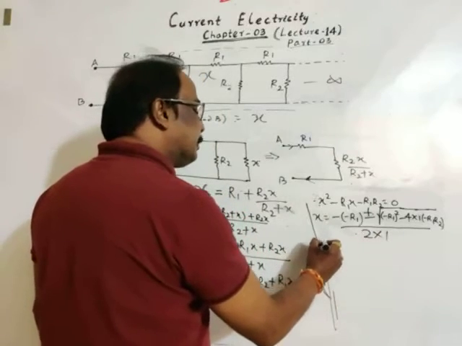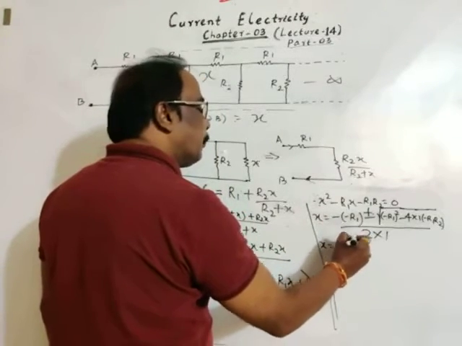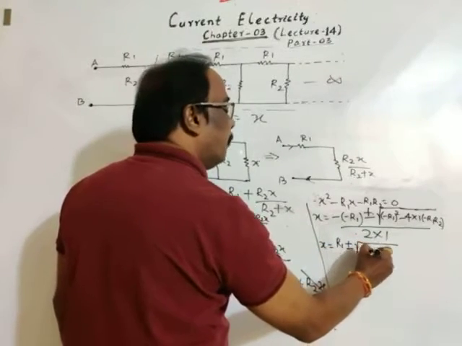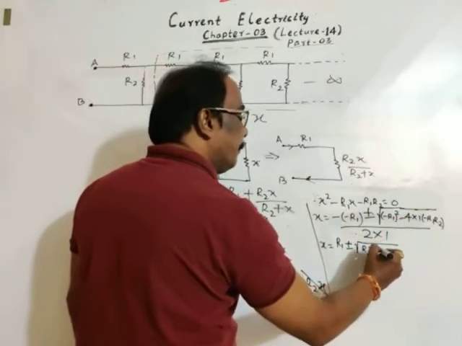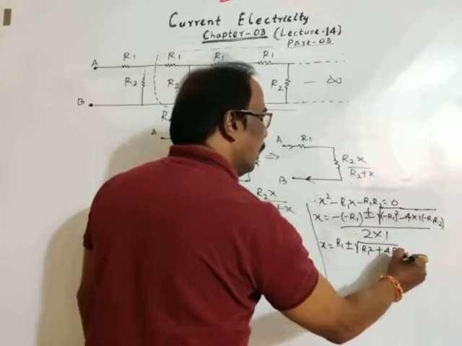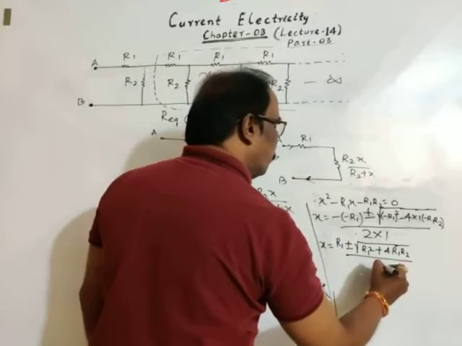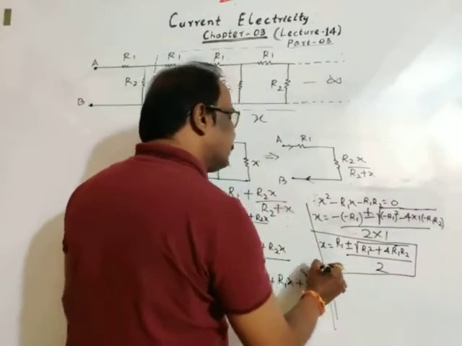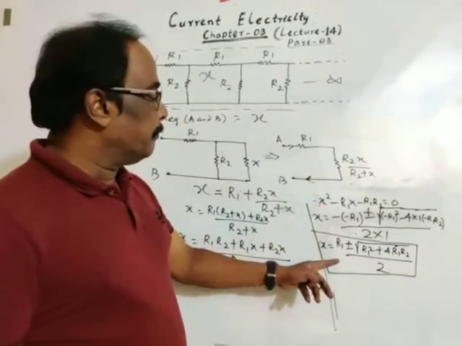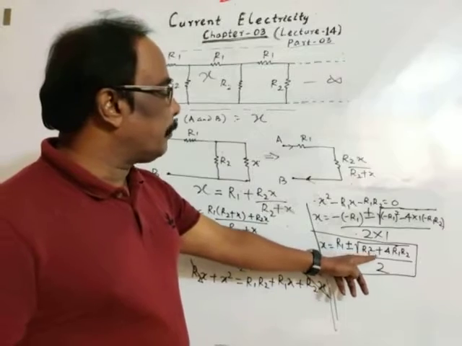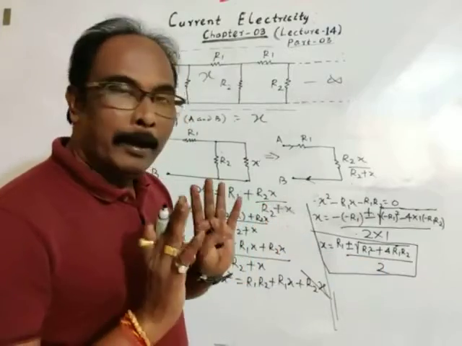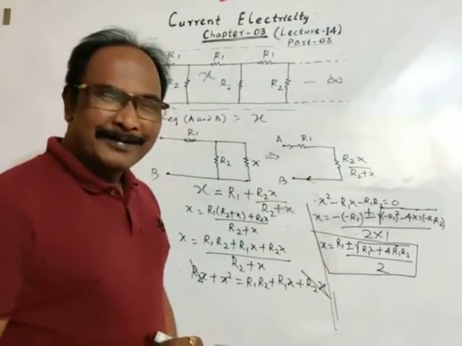Okay. Then X is equal to, this is plus R1 plus minus square root of minus R1 square means R1 square minus into minus plus 4 R1 R2 divided by 2. Okay. This is our result. Solving this quadratic equation, X is equal to R1 plus minus square root of R1 square plus 4 R1 R2 whole divided by 2. This is our answer.